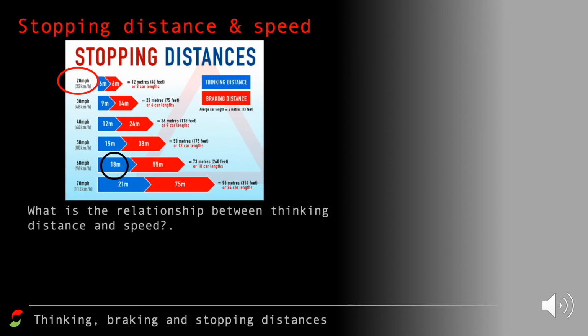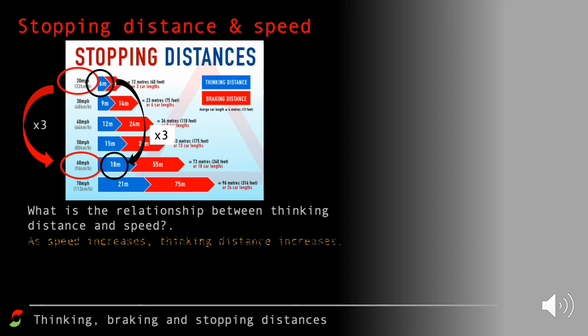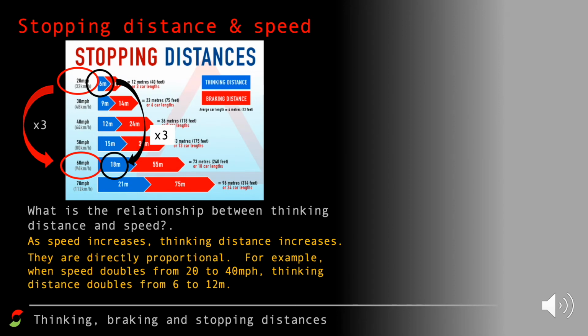So let's stay with 20, and looking at it, 60 is a nice number because that's an increase of 3. And if we look at the distances or thinking distances associated with that, 6 to 18 is also an increase of 3. So in response to this answer, one thing that you could say to get 1 mark in an exam is, as speed increases, thinking distance increases. And that's 100% true. That's worth a mark. And then you've got to try and get a more complicated mark in that they are directly proportional because both increase by the same factor.